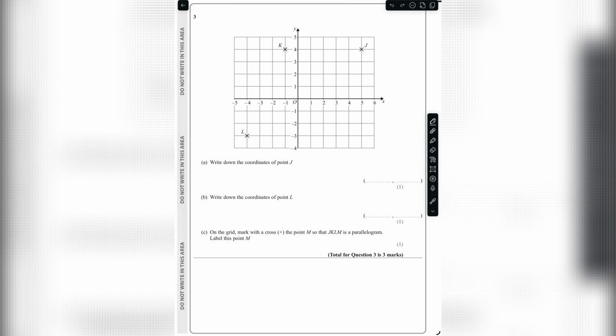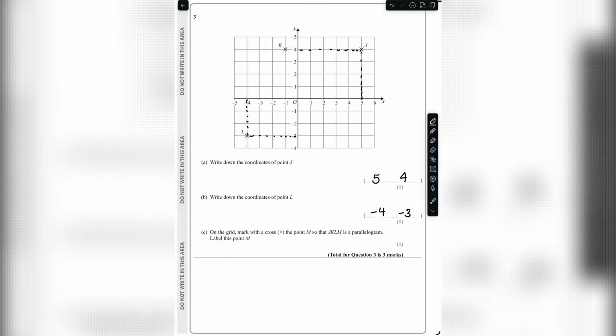In the first part of question 3, we are asked to write down the coordinates of point J. So if we look at the graph, we can see that the x coordinate of J is 5, so I'm going to put 5 here, and the y coordinate of J is 4. So I'm going to put 4 here. So the coordinates of point J are (5, 4). In the second part of this question, we are told to write down the coordinates of point L. So the x coordinate of point L is -4, and the y coordinate of point L is -3.